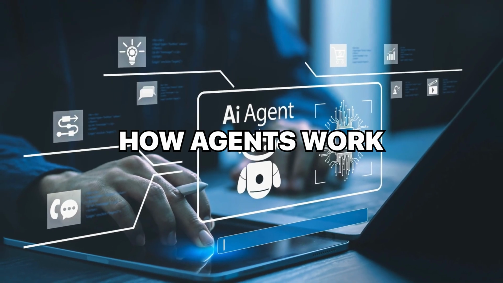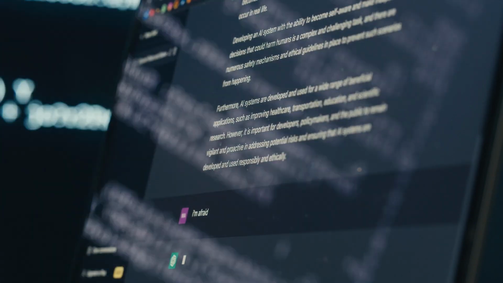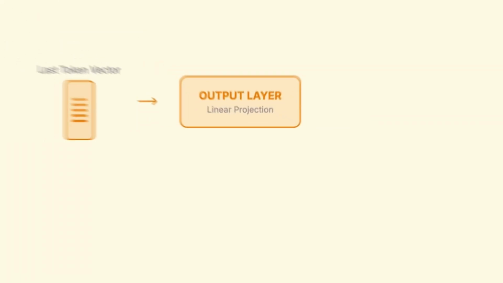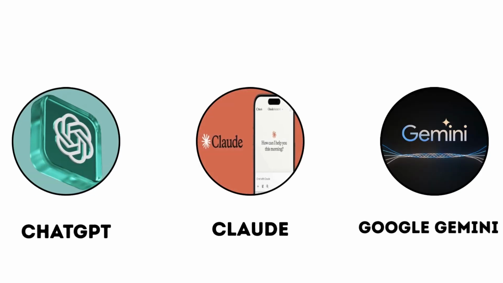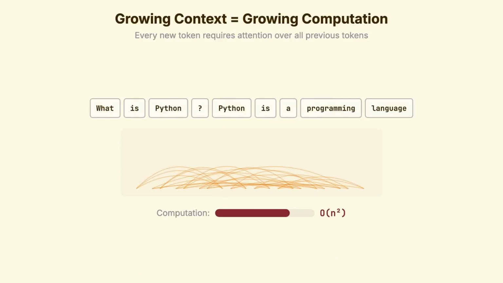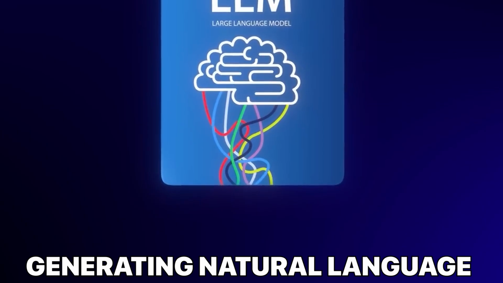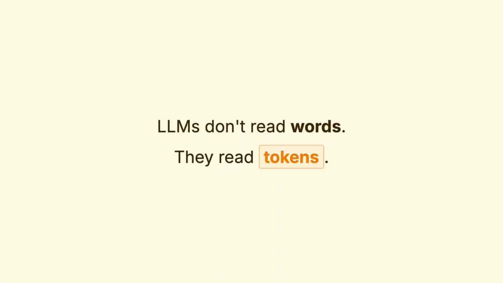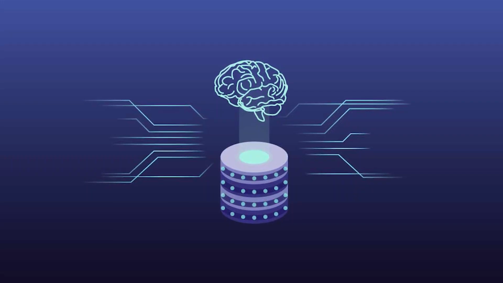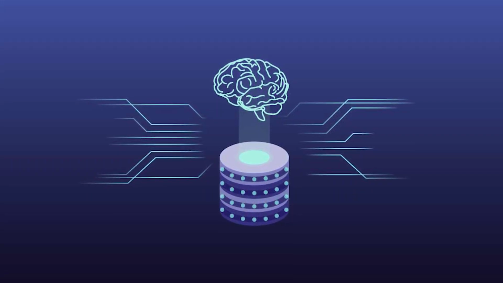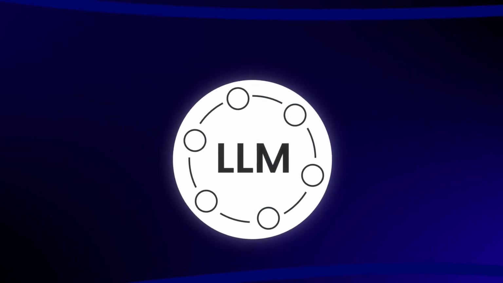How agents work. So, how do agents achieve this? They rely on three essential components: the brain, memory, and tools. The brain is a large language model, LLM, such as ChatGPT, Claude, or Google Gemini. This handles the core intelligence tasks, including reasoning, planning, and generating natural language responses. Memory allows the agent to retain context from past interactions, like previous conversation steps or data from documents and vector databases. Without memory, each interaction would start from scratch, limiting the agent's usefulness.